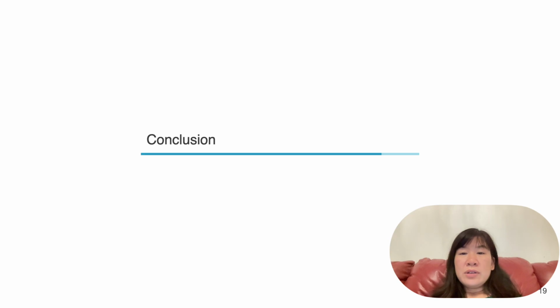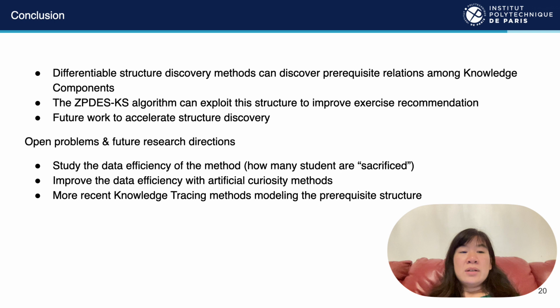In conclusion, we can say that we propose a differentiable structure discovery method and it can discover prerequisite relations among knowledge components. And the algorithm ZPDES-KS can exploit this structure to improve exercise recommendations. So in future work, we will work to accelerate structure discovery. Still, there are a few open problems.